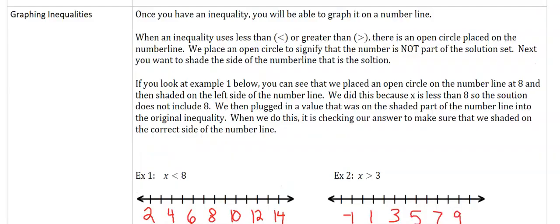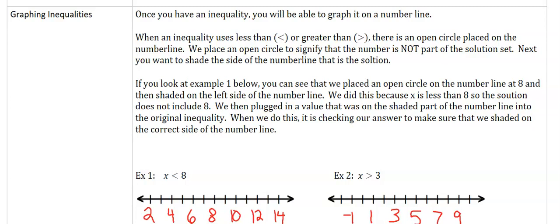So once we have an inequality, you'll be able to graph it on a number line. When an inequality uses less than or greater than, there is an open circle placed on the number line. We place an open circle to signify that a number is not part of the solution set. Next, you want to shade the side of the number line that is the solution.